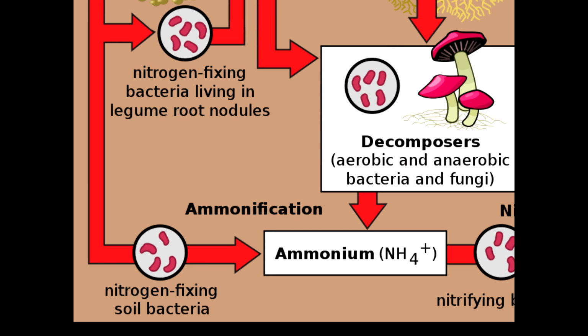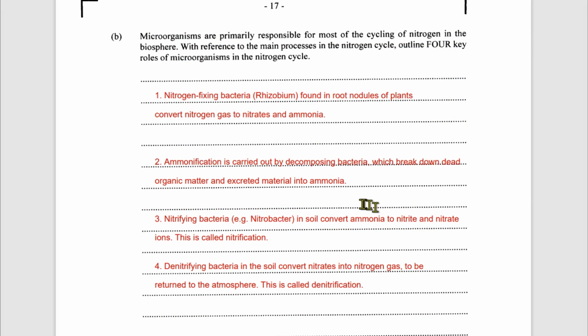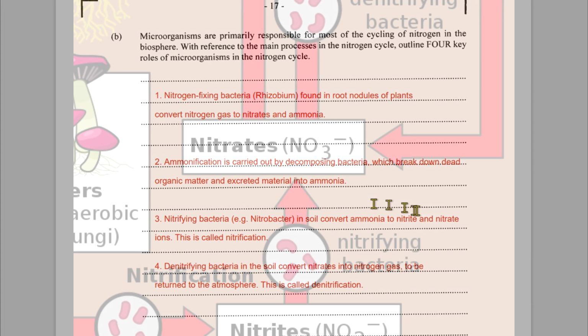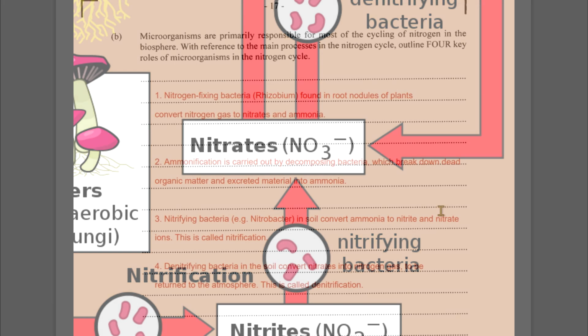Nitrifying bacteria convert ammonia to nitrite and nitrate. So these are in the soil. And so this is called nitrification. Ammonia and nitrite, right, has to be converted into, again, a more usable compound called nitrates. Nitrates are used for growth and so on. So nitrifying bacteria does that.